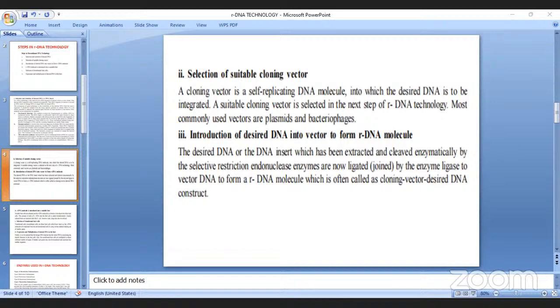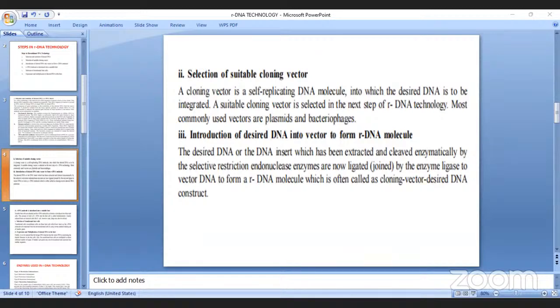Next, expression and multiplication of the desired gene. Finally, it has to be ensured that the foreign DNA inserted into the vector DNA expresses the desired character in the host cell. The transformed host cells are also multiplied to obtain a sufficient number of copies. If needed, such genes may also be transferred to another organism, so the desired character is expressed in that organism later.